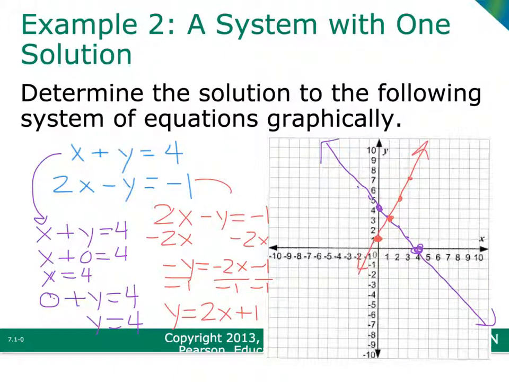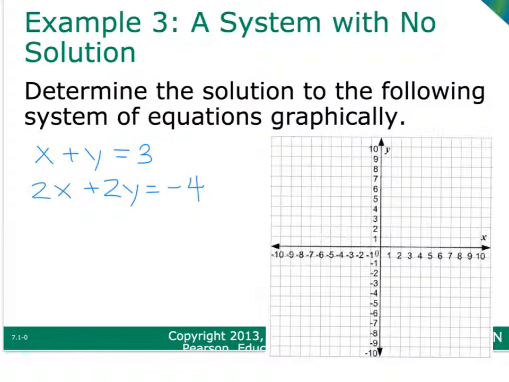The location where the two lines are crossing is your solution. These two lines are crossing at (1, 3). You always give the x value first and the y value second. Because there was a solution, this is a consistent system.